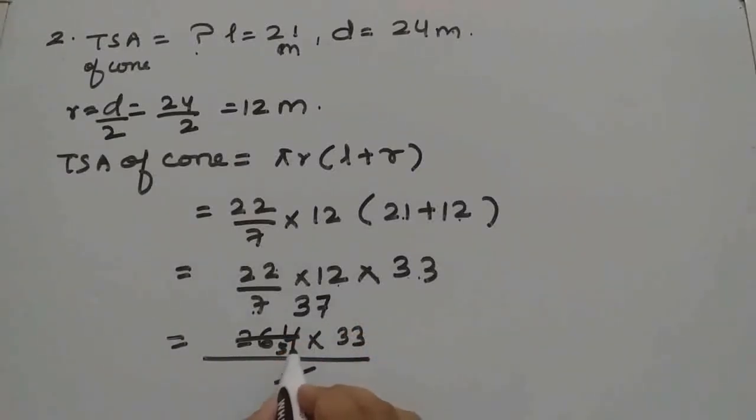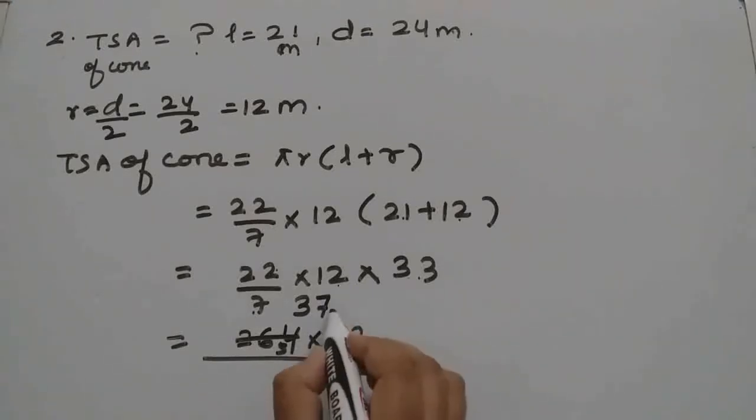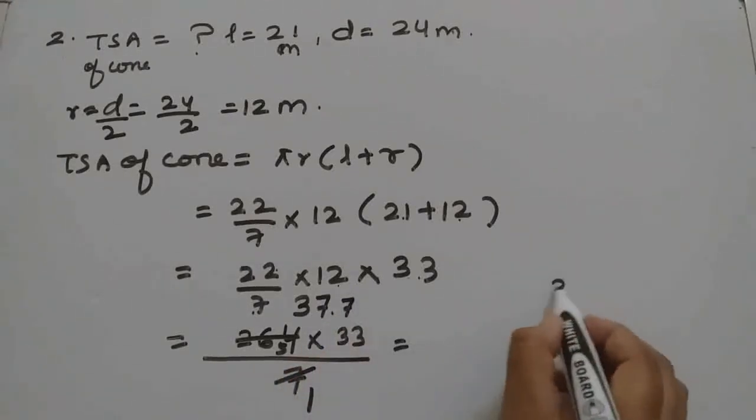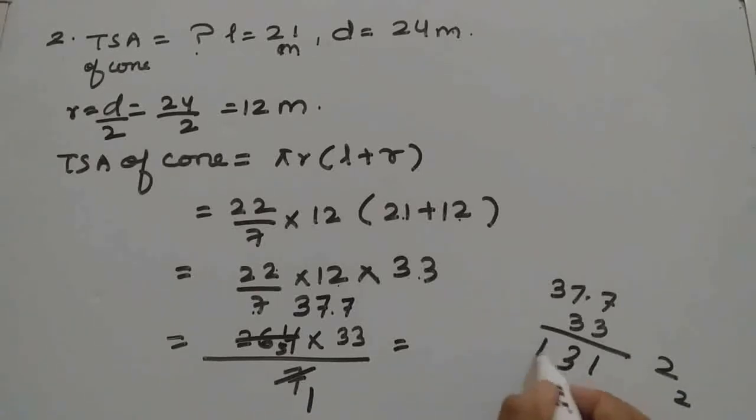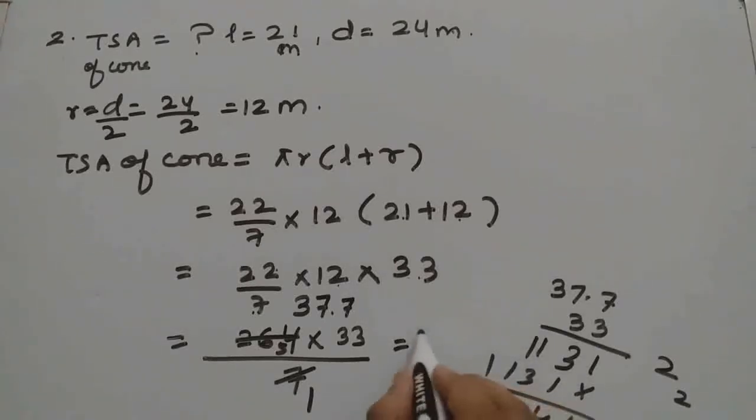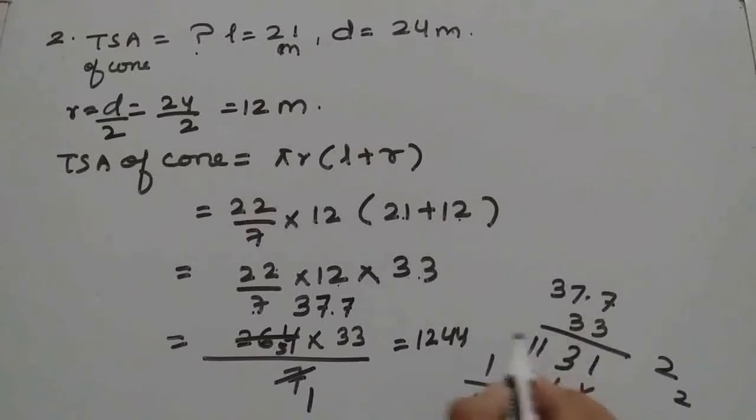So 5 will remain again, then 7 7s are 49. So 37.7 we can multiply with 33 to get our answer. So answer is 212441. Okay, so here after 1 digit decimal is there, so we'll put after 1 digit.